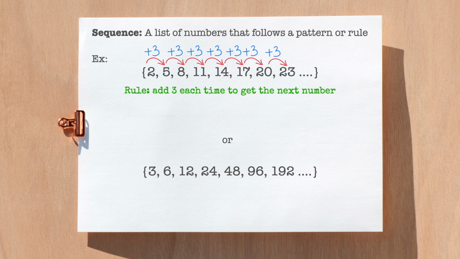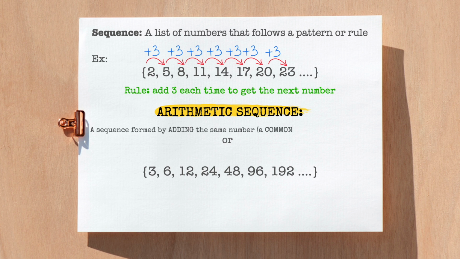We have a name for this kind of sequence where you add the same thing every time. We call it an arithmetic sequence. And the definition of an arithmetic sequence is just a sequence formed by adding the same number. We call that number that we're adding the common difference every single time.